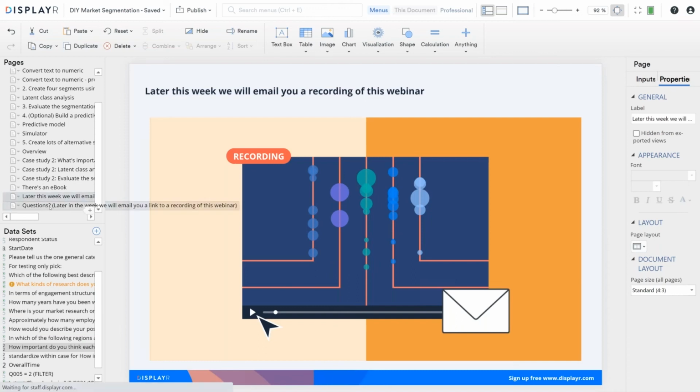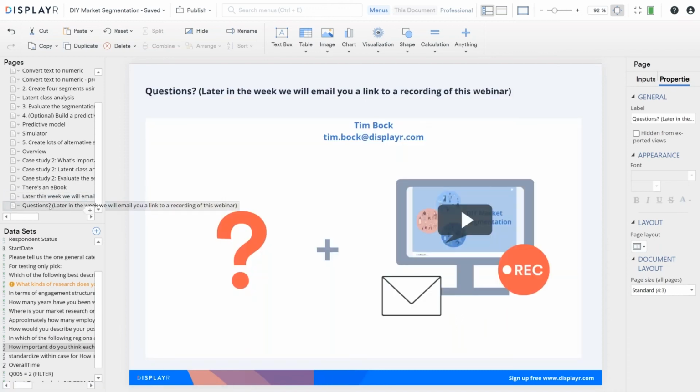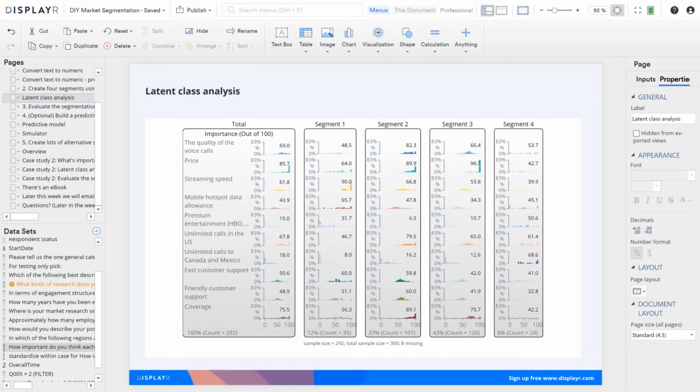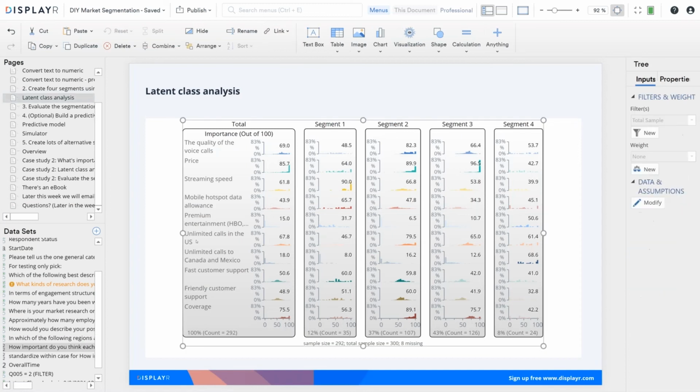What questions have you got? Please type any questions into the questions field in GoToWebinar and I'll get onto them. We've already got a question here. Deirdre says, how do I extract the Bayesian information criteria so that I can evaluate my segmentation? Well, Deirdre, good question. It used to be the case that there was no way to extract this information from within Displayr, although it's easy to find in Q.